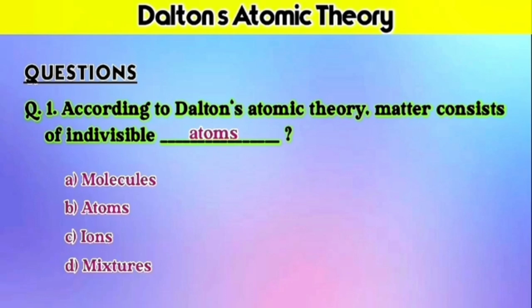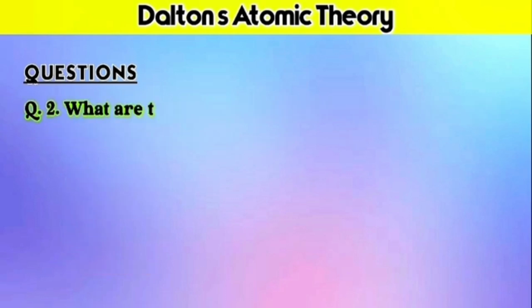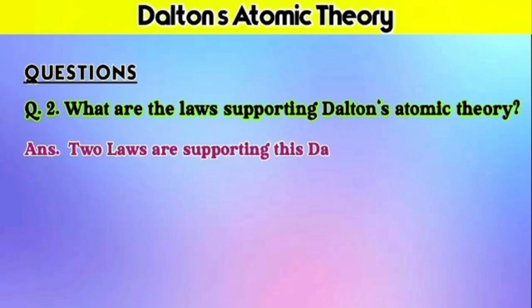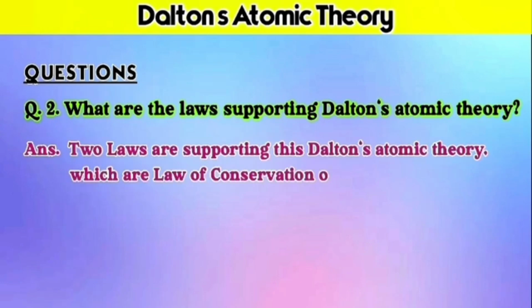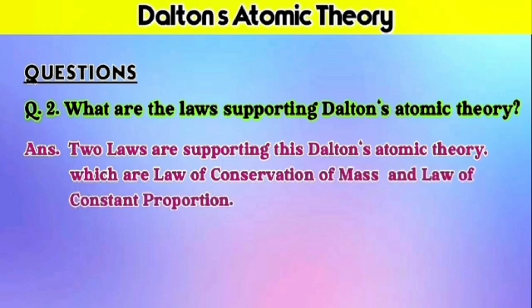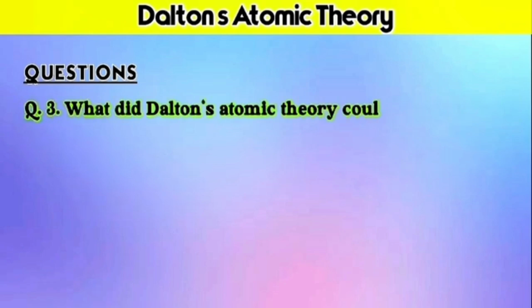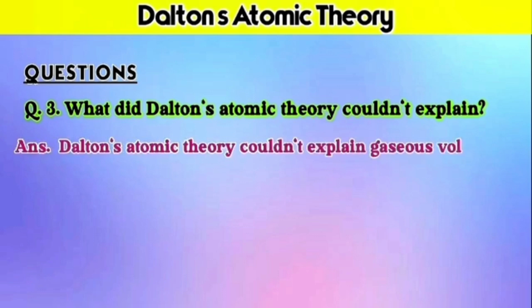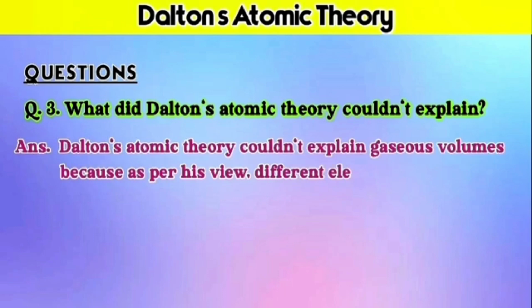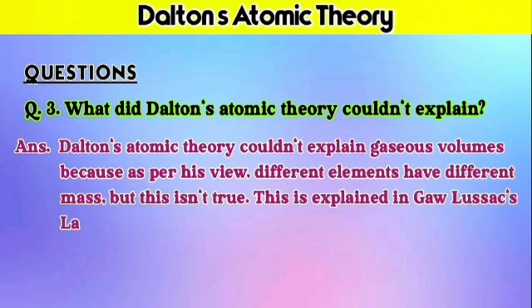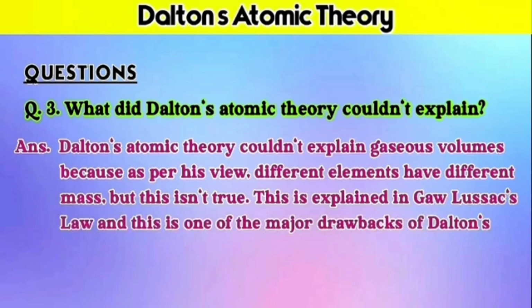particles called atoms. Now the second question is, what are the laws supporting Dalton's atomic theory? If you remember, two laws support this theory, which are the law of conservation of mass and the law of constant proportion, right? Okay, now the third question is, what couldn't Dalton's atomic theory explain? The answer is that Dalton's atomic theory couldn't explain gaseous volumes, because as per his view, different elements have different masses. But this is not true. This is explained by Gay-Lussac in his law.